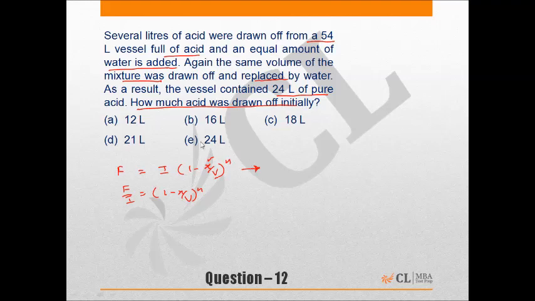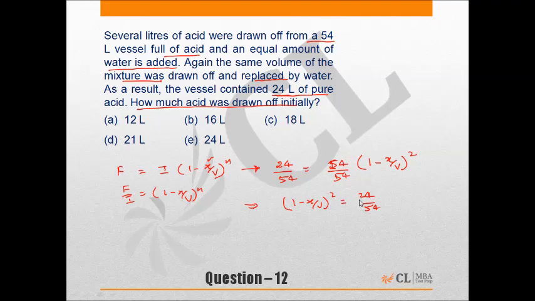The final fraction of acid in the mixture: it contains 24 liters out of 54. Initially it was pure acid, so it is 100% or 1, or 54 out of 54. Initial fraction is 54 out of 54, or 1, or 100%, into (1 minus x upon v) raised to power 2, because this has been done twice. So (1 minus x upon v) squared is 24 by 54.